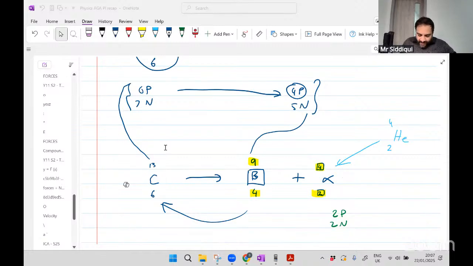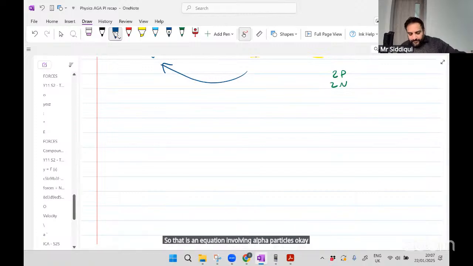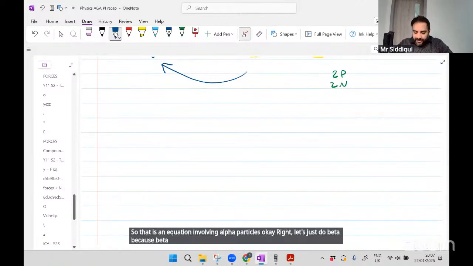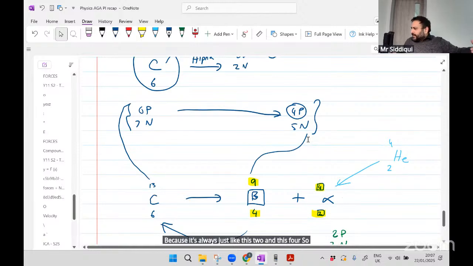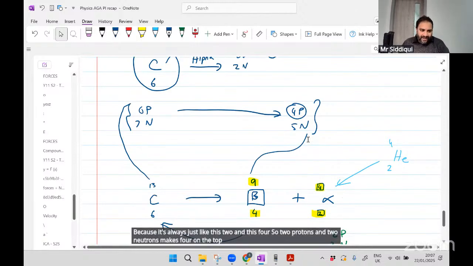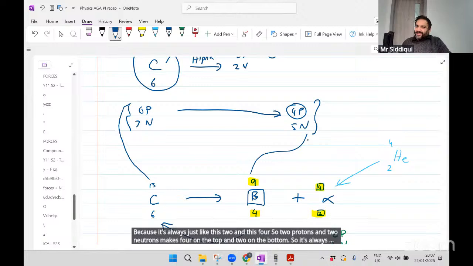So that is an equation involving alpha particles. Okay. Right. Let's just do beta, because beta is a little bit more complicated. Alpha is relatively simple because it's always just like this 2 and this 4. So 2 protons and 2 neutrons makes 4 on the top and 2 on the bottom. So it's always that. And the numbers kind of just are fairly obvious, right? It loses 2 protons and 2 neutrons, so the numbers change accordingly.